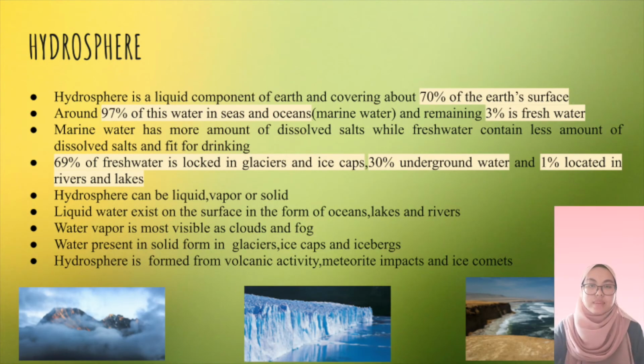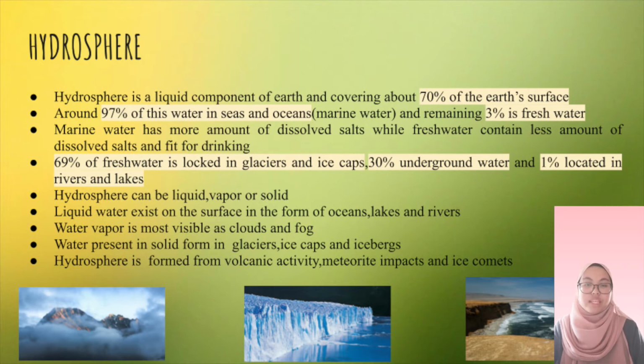Now I will explain about the hydrosphere. What is the hydrosphere? The hydrosphere is the liquid component of Earth, covering about 70% of the Earth's surface. Around 97% of this water is seas and oceans, like marine water, and the remaining 3% is fresh water. Marine water has large amounts of dissolved salts, while fresh water contains less dissolved salts and is fit for drinking.